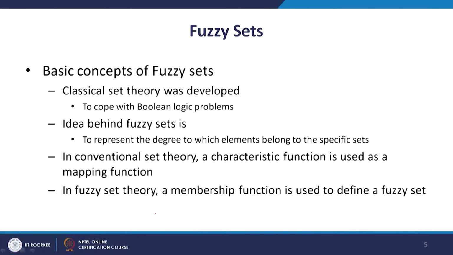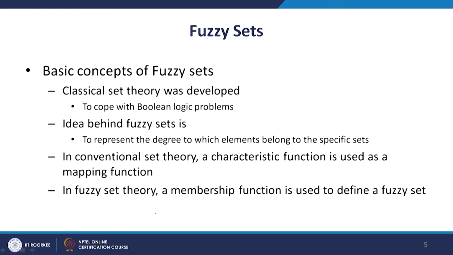Another difference with conventional set theory is that in conventional set theory a characteristic function is used as a mapping function. So, whenever we talk about conventional set theory, there is going to be a function which is going to map elements from set X to set Y. That function is typically the characteristic function representing the main idea behind that particular function.